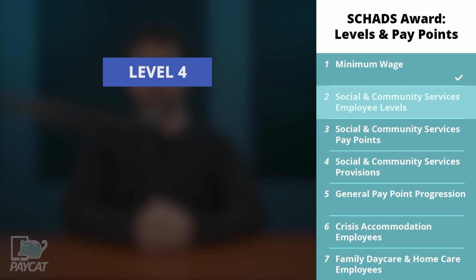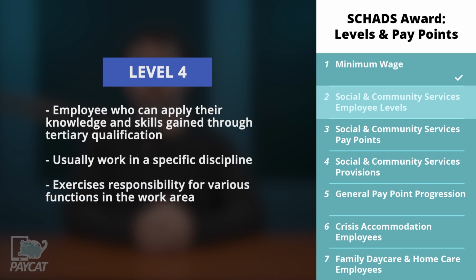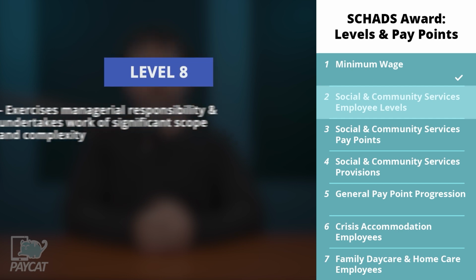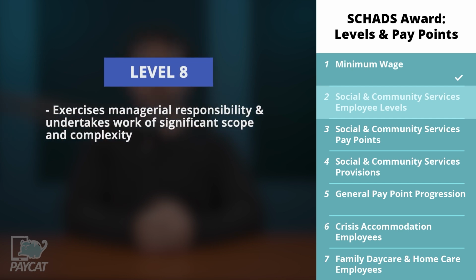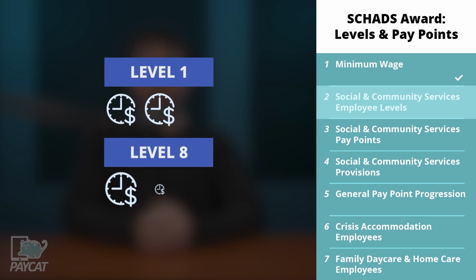A Level 4 social and community services employee will be someone who can apply their knowledge and skills that they gained through various tertiary qualifications. They usually work in a specific discipline and exercise responsibility for various functions within the work area. A Level 8 social and community services employee usually exercises managerial responsibility and undertakes work of significant scope and complexity. They typically have specialist qualifications and substantial post-grad experience. So, from the different levels, you'll see that each level will differ in its minimum wage requirements. A Level 8 employee will definitely earn more than a Level 1 employee.